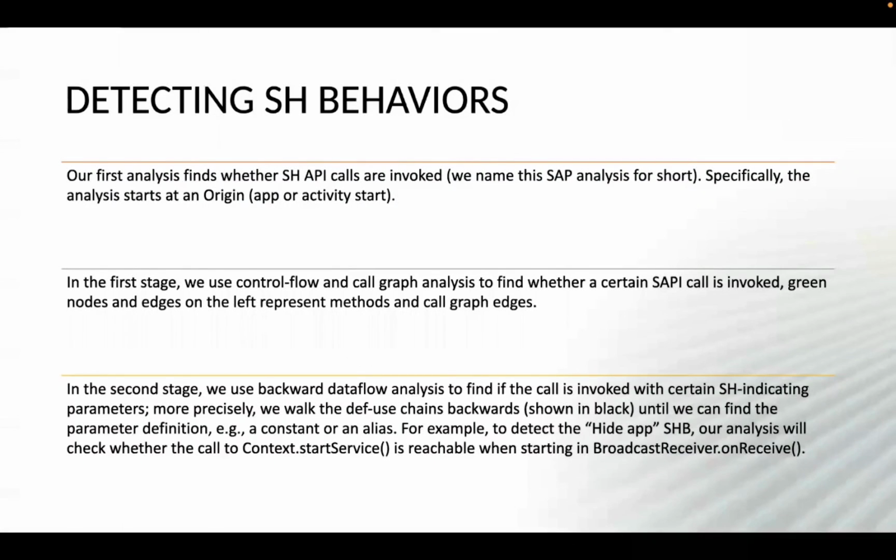Our first analysis finds whether self-hiding API calls are invoked. Specifically, the analysis starts at an origin. In the first stage, we use control flow and call graph analysis to find whether a certain API call is invoked. Green nodes and edges on the left represent methods and call graph edges. In the second stage, we use backward data flow analysis to find if the call is invoked with certain self-hiding indicating parameters. More precisely, we walk the chains backward until we can find the parameter definition. For example, to detect the hide app behavior, our analysis will check whether the call to context startService is reachable when starting in BroadcastReceiver onReceive.